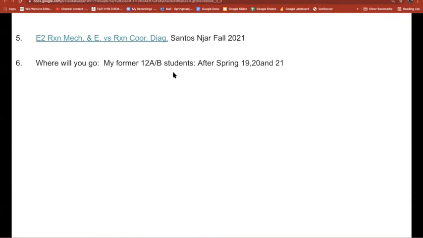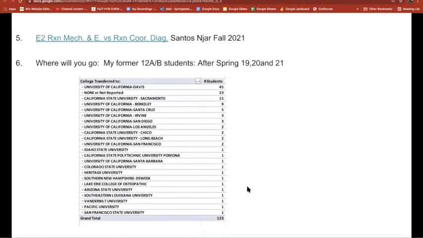Oh, where will you go? My former 12A and 12B students, I was wondering where they went. Remember, I've been dealing with trying to advise people the best way to transfer, what they should take before they transfer. And it's weird, this is the first year students are being encouraged not to take 12B. So I was wondering where they went before. So I asked the research department, they got back to me. It's pretty cool. So my students who took me for 12A, 12B, and finished 12B spring of 19, 20, and 21, the last 3 years, out of 123 of them, 45 went to UC Davis. I think most all of them had tagged to UC Davis.